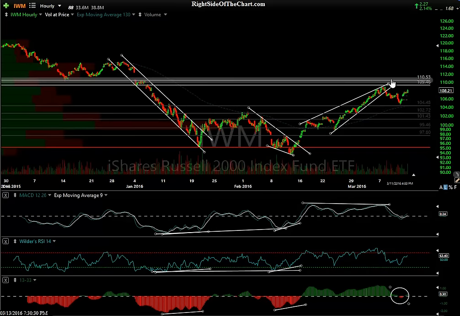And I already listed my stops on the Russell. It's on the short trade. It's based on the daily chart or the daily close on the Russell. All right, we'll wrap it up.